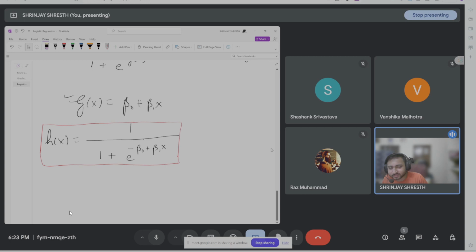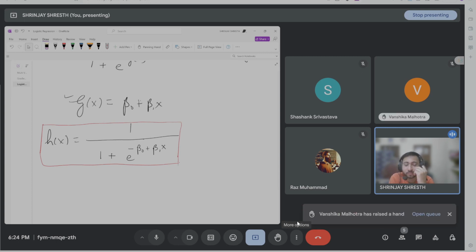Let us talk about, if this is the function, what would happen to our loss function? What will happen to our error function? Okay, yes Vanshika. Here it is e to the power minus beta naught plus beta 1x, with the minus applying to both in it. Okay, fine. Perfect.